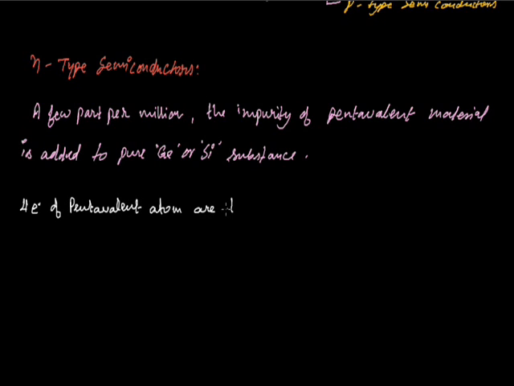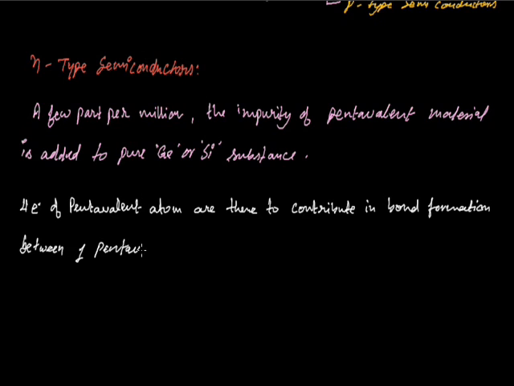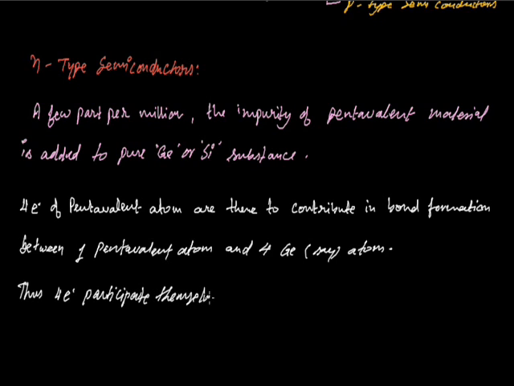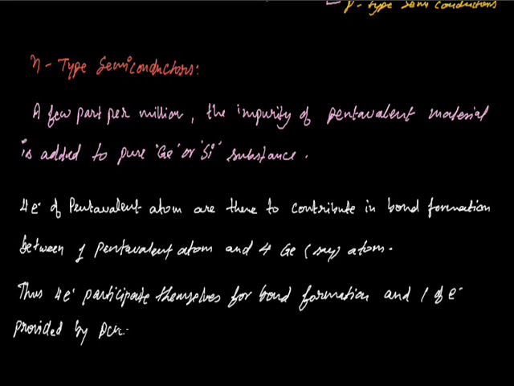4 electrons of the pentavalent atom are there to contribute in bond formation between one pentavalent atom and 4 germanium atoms. Say we are taking germanium. Thus, 4 electrons participate themselves for bond formation, and one electron provided by the pentavalent atom is free to move in the conduction band.